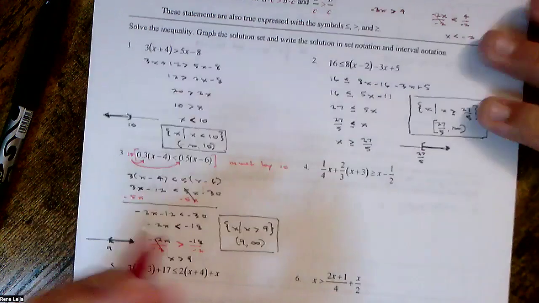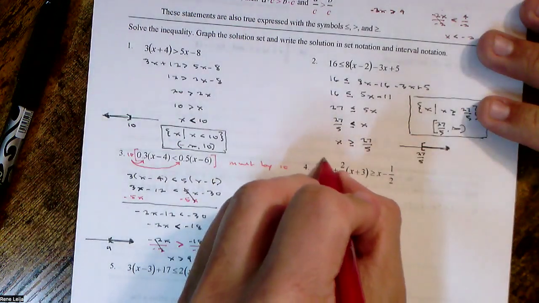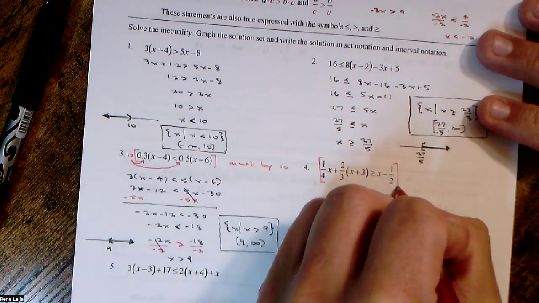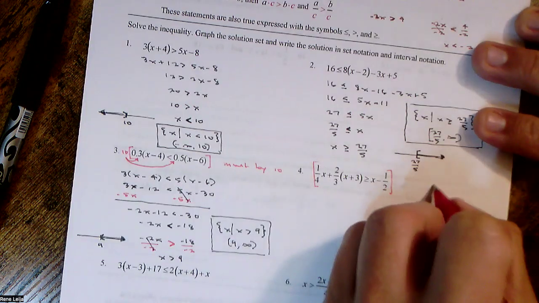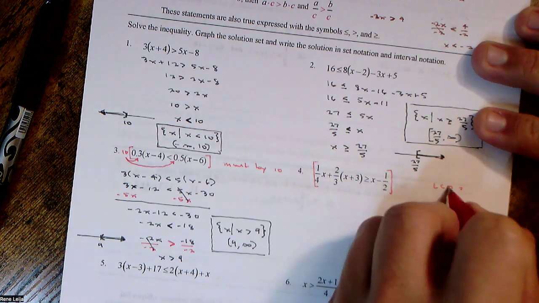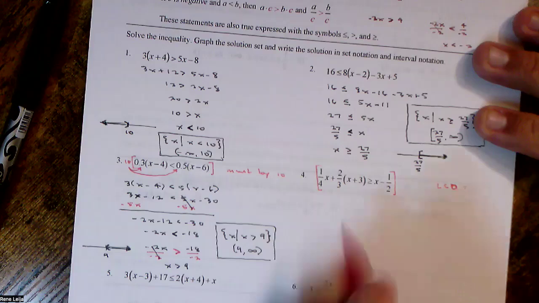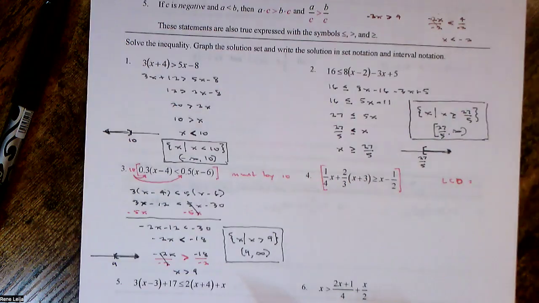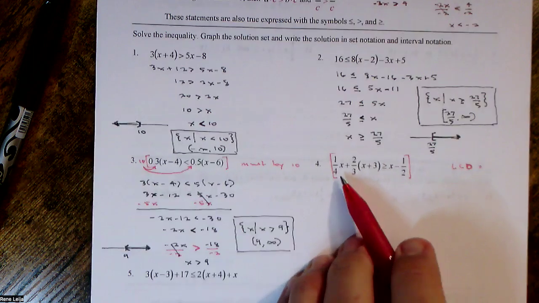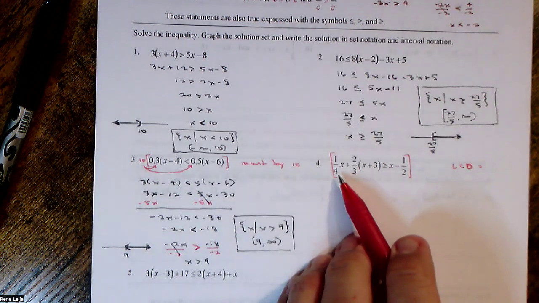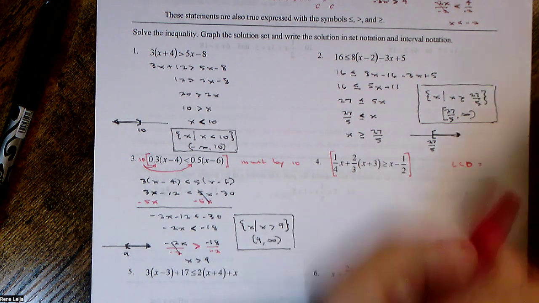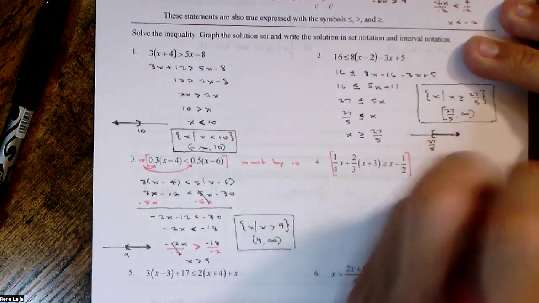Number 4, we've got fractions. We hate dealing with fractions, so we need to get rid of them. So we're going to multiply by the LCD. So remember, your LCD has to be big enough that 4, 3, and 2 can go into. So what we always do is start with the larger number. So if 4 is a multiple of the other two, then 4 would be my LCD.